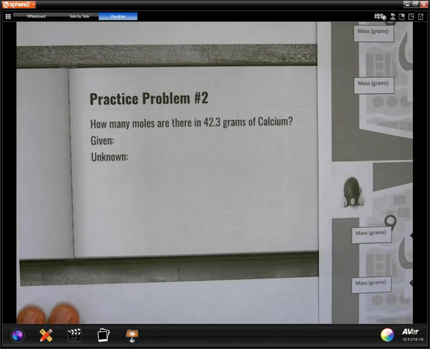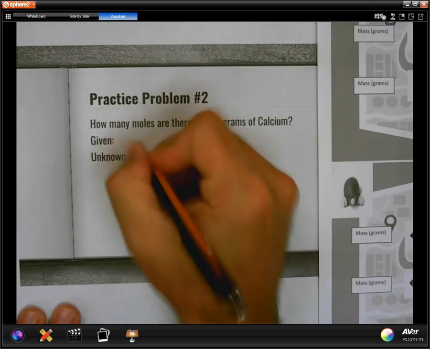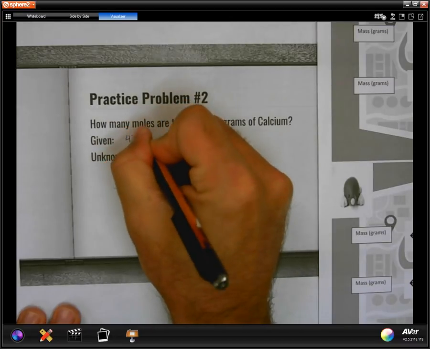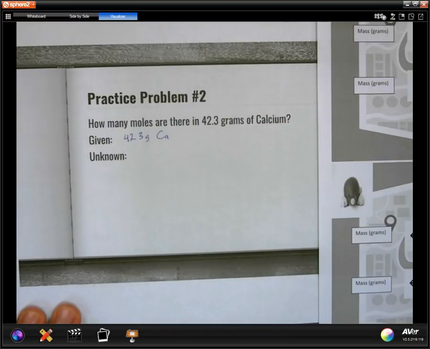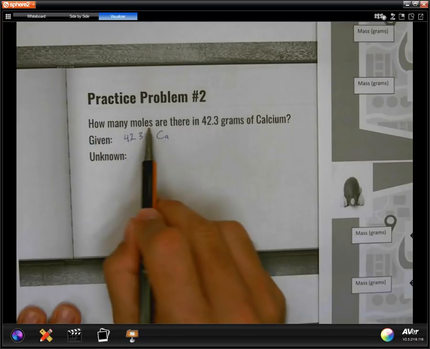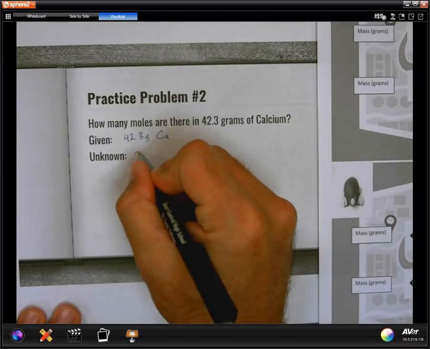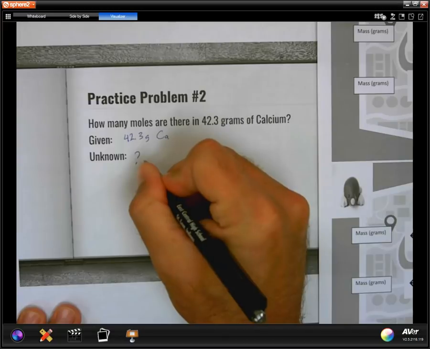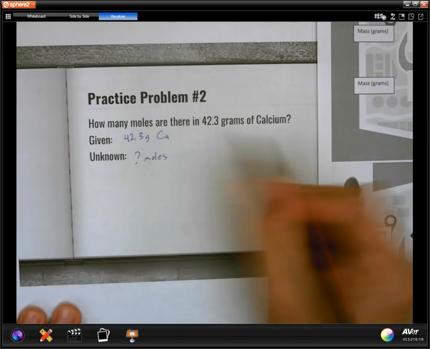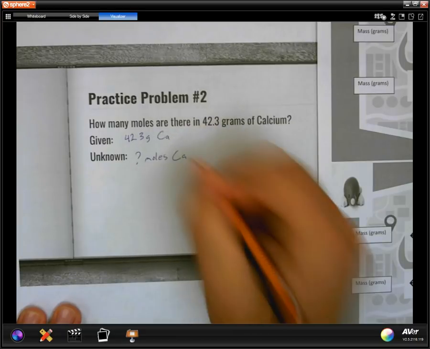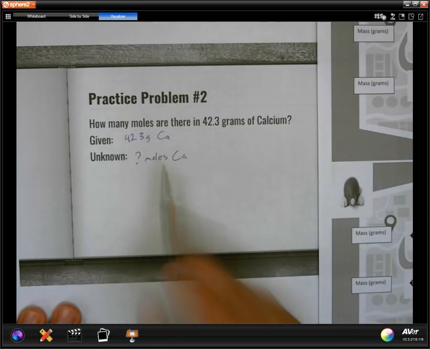So what did the problem give me? It gave me 42.3 grams of calcium. I think I said carbon, I meant calcium. What's the unknown? It wants me to determine the number of moles. So I like to put a question mark here, moles. And I always want to put my units here. We're talking about moles of calcium. So this is where I'm going to start. This is where I'm going to end.